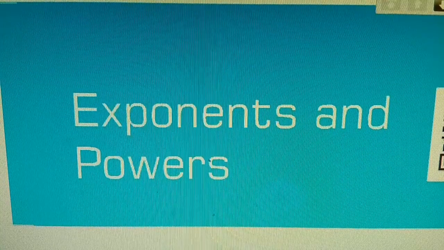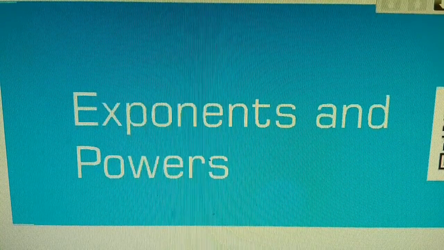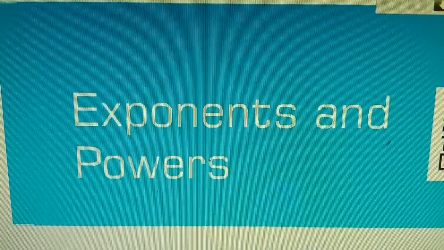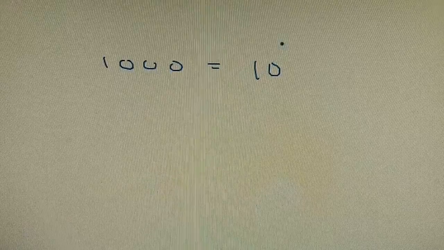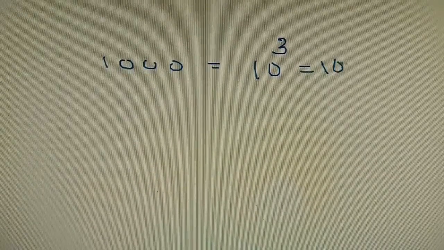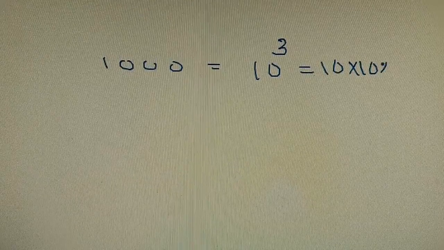Today's portion you listen, that is exponents and powers. Okay, then for large numbers we can represent the large numbers in exponential form. As an example, you listen the number 1000. Then we can write this 1000 as 10 to the power of 3. That is 10 multiplied 3 times, we have 1000.